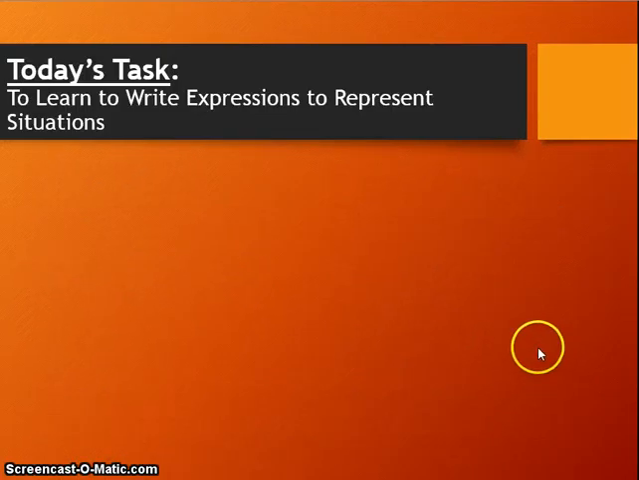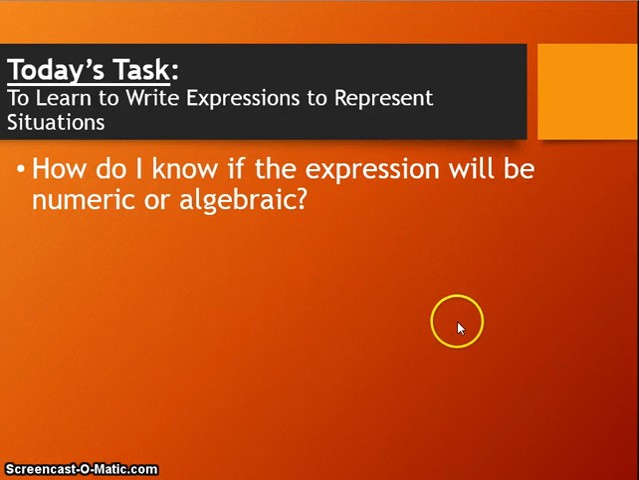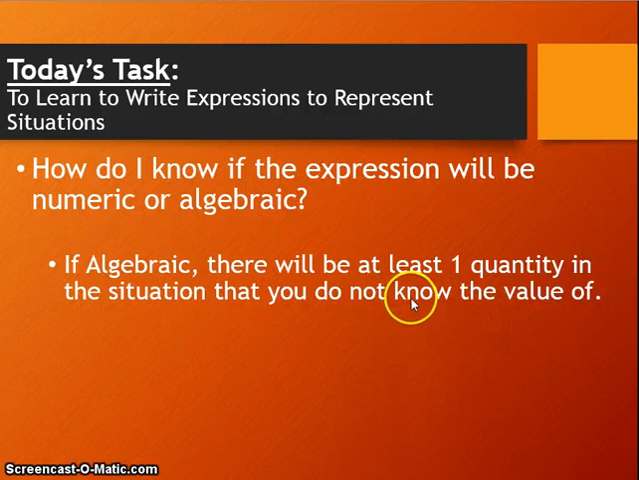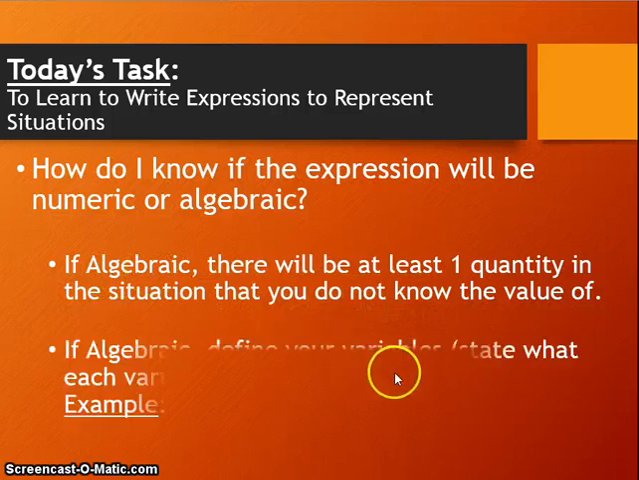Today's task is not to be able to simplify expressions, but to learn to write expressions to represent situations. So the main idea is, how do you know if the expression will be numeric or algebraic? Well, if it's algebraic, there will be at least one quantity in the situation that you do not know the value of. Remember, a variable is a symbol that stands for an amount you don't know. So in order to have a variable, you have to have an unknown value, and that's what makes it algebraic.